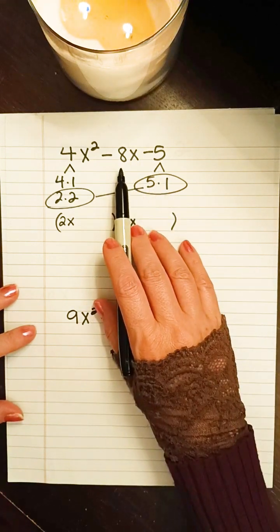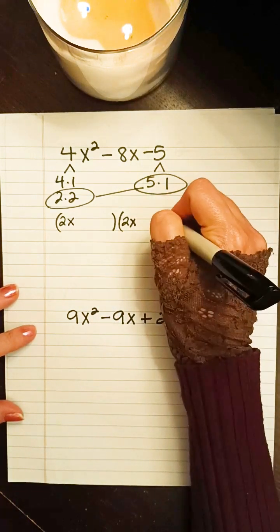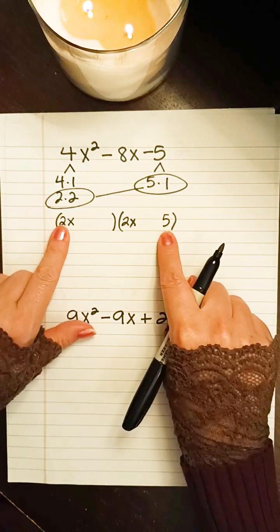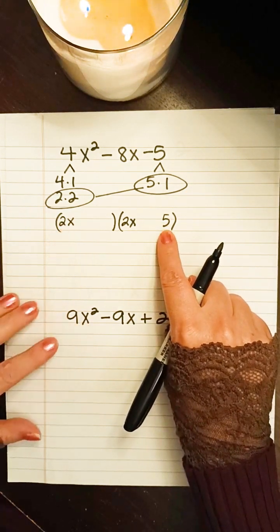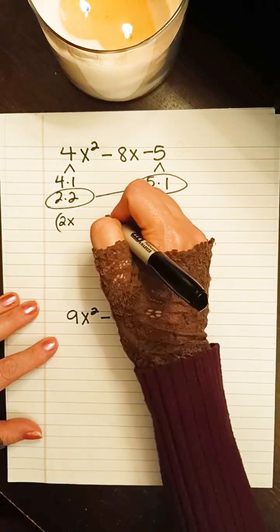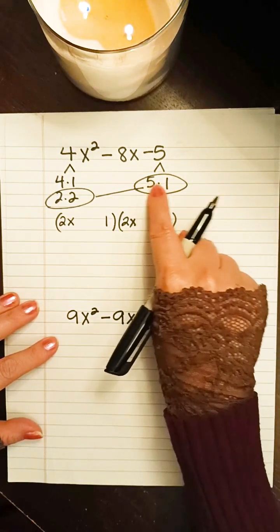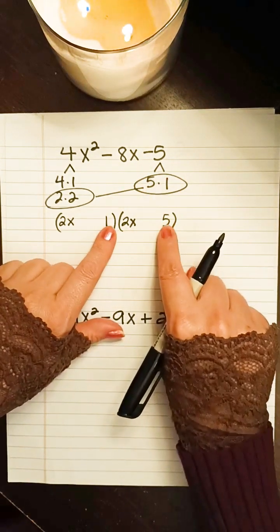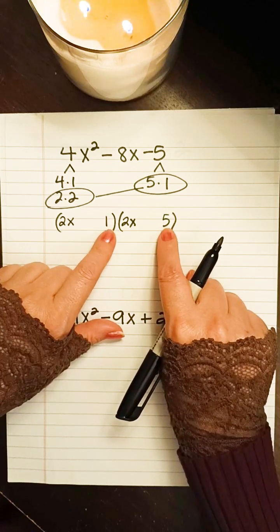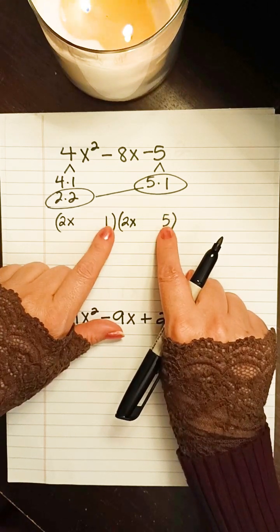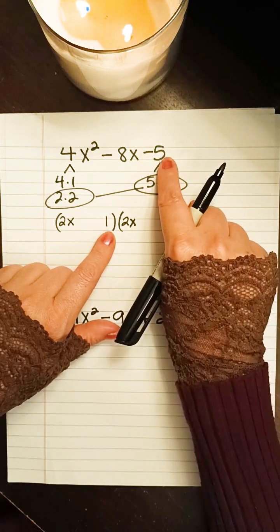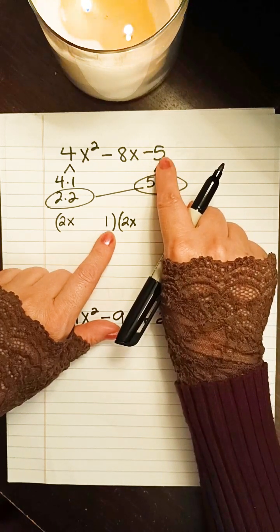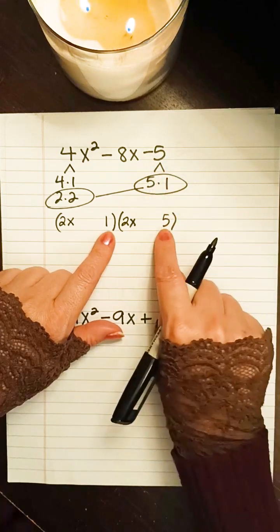I'm trying to get an 8. So I'm going to put 5 here, because that will get me a 10x. Remember, my outside terms multiply together. And then, of course, the 1 will just have to go here. So these terms here go in the last spot in each binomial, because the last terms will also multiply to get us the C term in the quadratic.